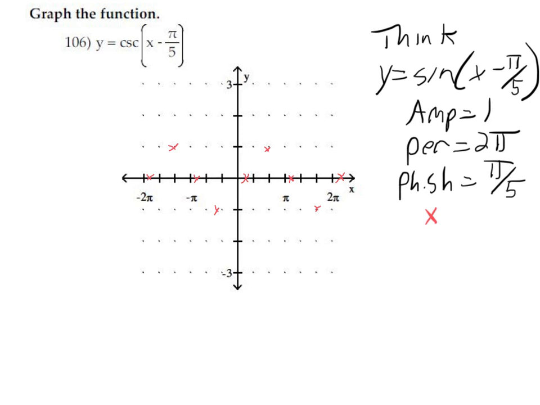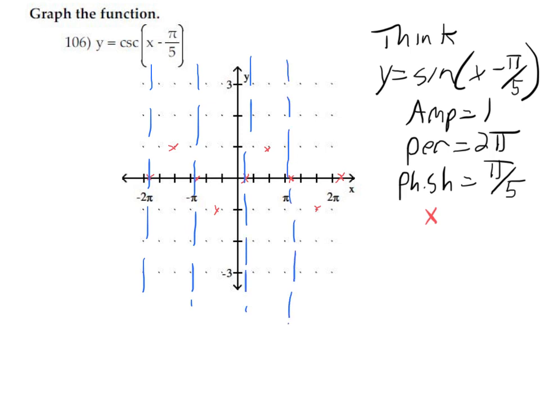Now we get to the cosecant graph, and I'll do this one in black with the blue asymptotes, just for fun. Everywhere that sine was 0, we have one here and here and here and here and here. Cosecant is going to be an asymptote. So we can now sketch multiple asymptotes. We now have a bunch of asymptotes.